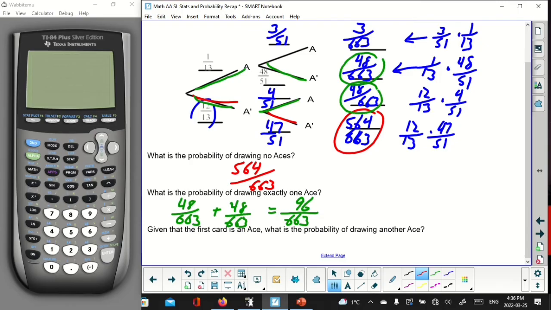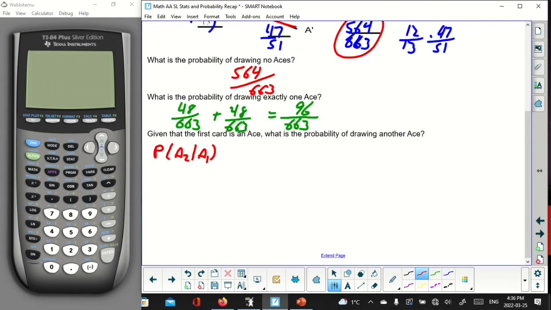It's got a "given that" statement. So given that the first card is an ace, what's the probability that the second card is an ace? In the absence of any other sort of insight, we're going to trust our mechanics here, the fact that we could just use that little formula: P(ace 2 and ace 1) all over the probability of ace 1.